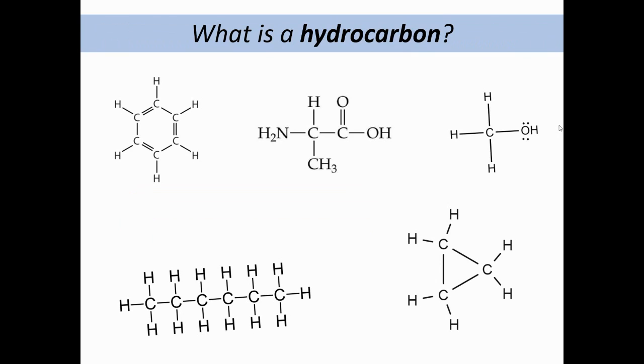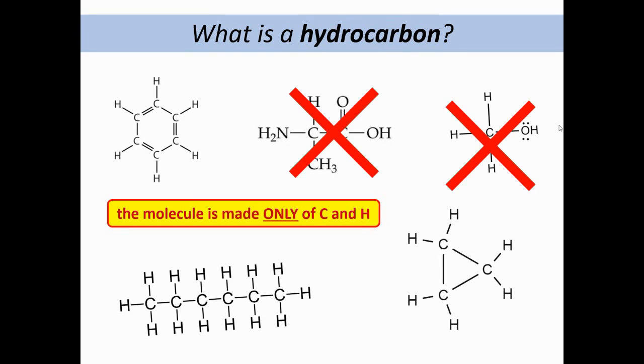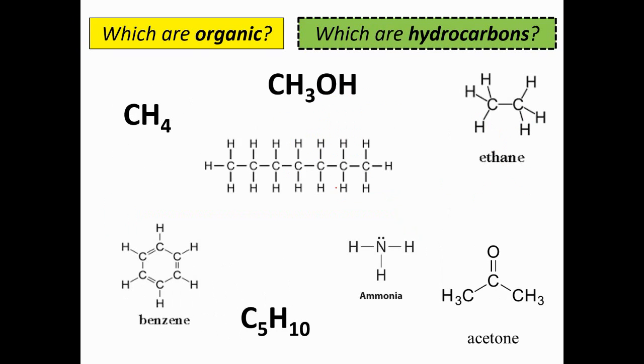Okay, now a related term. What is a hydrocarbon? It's a molecule that's made only of carbon and hydrogen. Okay, so yes, they're going to be organic, but then they're a little more specific. These two are not hydrocarbons. This one right here, kind of in the middle, contains a nitrogen, and it contains an oxygen and another oxygen. And then this one contains an oxygen. They're not hydrocarbons, but the remaining three, those are hydrocarbons, just carbon and hydrogen.